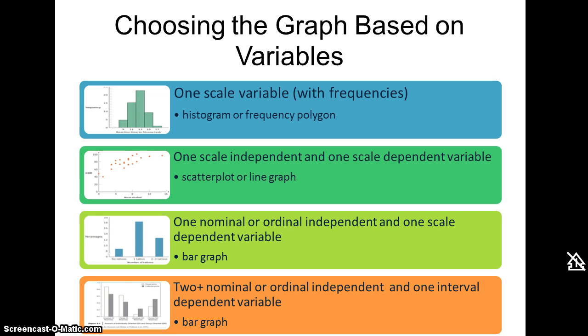When you have a single nominal or ordinal independent variable and one scale dependent variable, you're going to use a bar graph. If you have 2 or more nominal or ordinal independent variables and a single interval dependent variable, you'll also use a bar graph. So in this case, we might have 3 different categories, and we're interested in whether first graders, 4th graders, and 10th graders spend more time playing Pokemon.